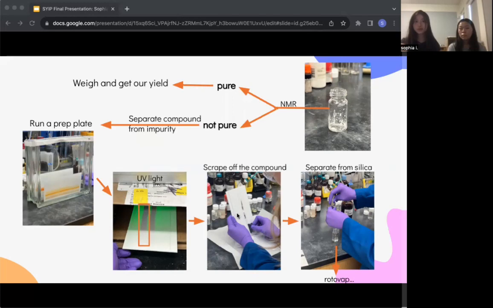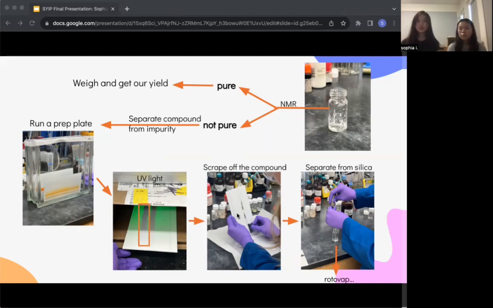the whole solution into the pipette with cotton at the bottom, draw lines on the prep plate and run that prep plate. Later, we can see the compound we need separated under the UV light, so we circle them and scrape off the compound with a small blade.